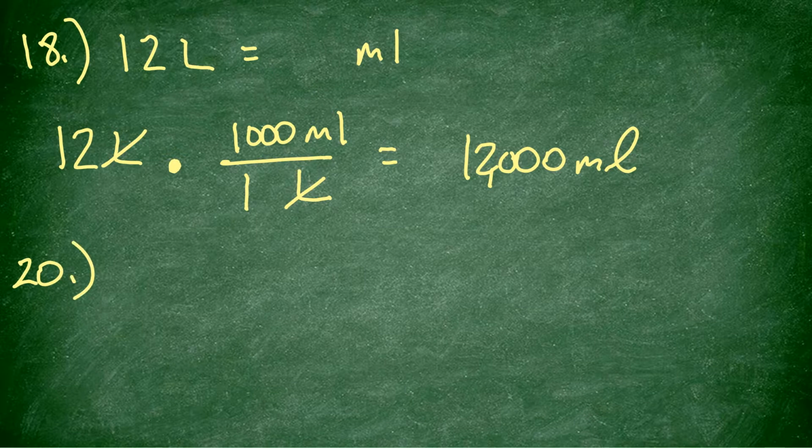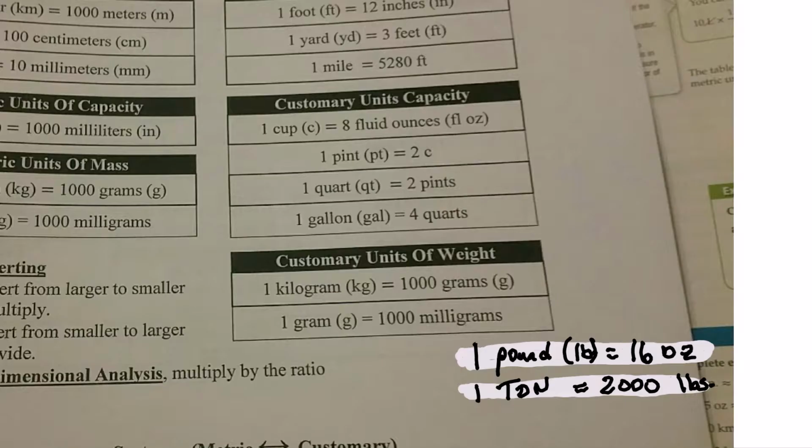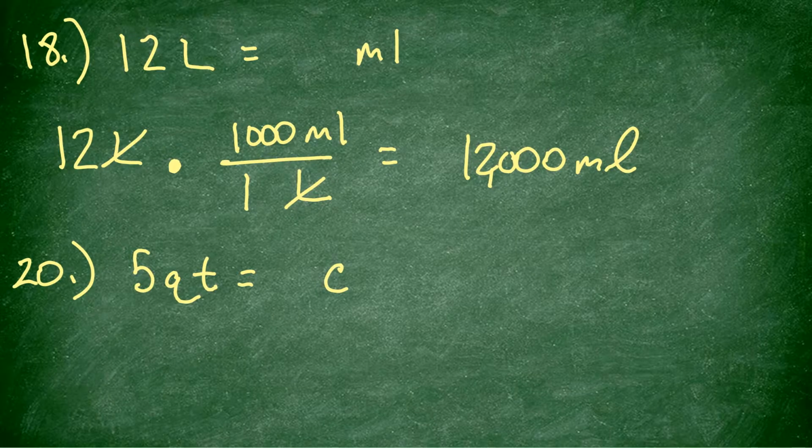Very similar. I have 5 quarts. I want to turn it into cups. Alright, so I know that's capacity, but now I'm on the customary side. I've got quarts to pints. So I'm going to have to take these quarts right here, turn them into pints, and then turn the pints into cups. So I'm going to go quarts to pints, pints to cups, because that's what's in here.